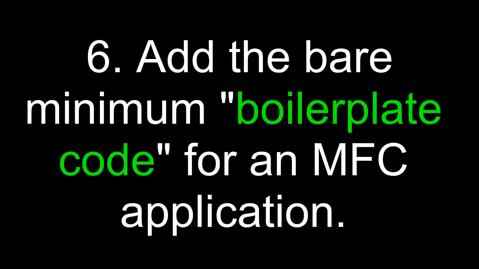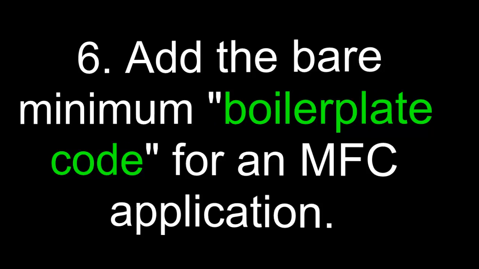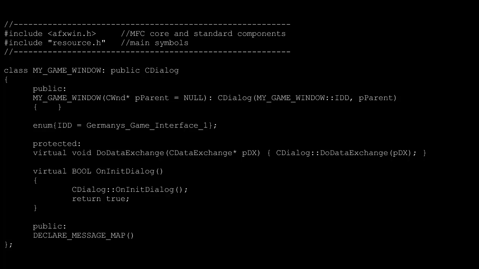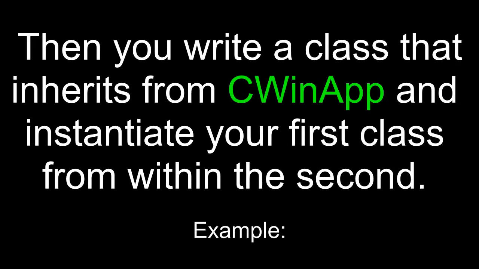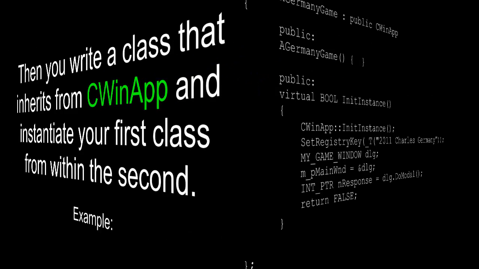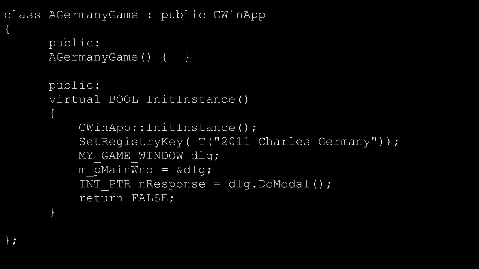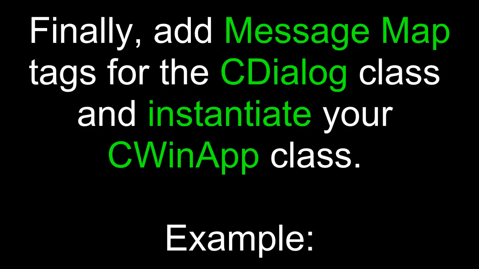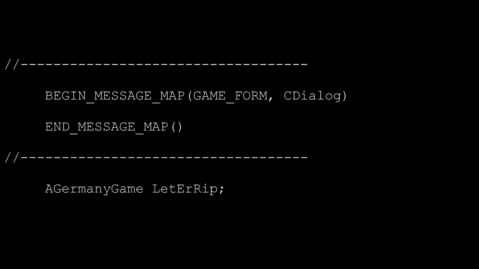Now I need to add the bare minimum boilerplate code for an MFC application. This consists first of writing a class that inherits from either CDialog or CFrame window. For example, here we write a class that inherits from CDialog and includes the MFC boilerplate code. Then you write a class that inherits from C1App and instantiate your first class from within the second. For example, here's a class that inherits from C1App that's instantiating the class that inherits from the CDialog. Finally, add message map tags for the CDialog class and instantiate your C1App class. Example. Take note that the message map is Microsoft's macro code and not C++.